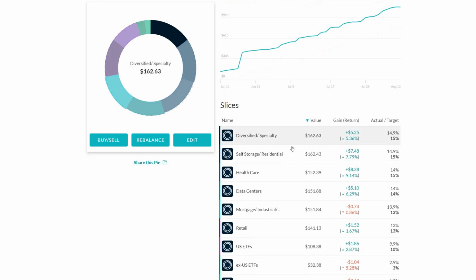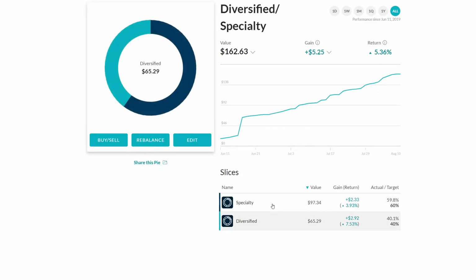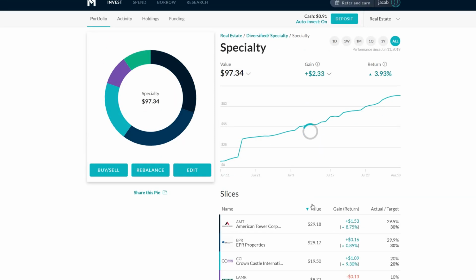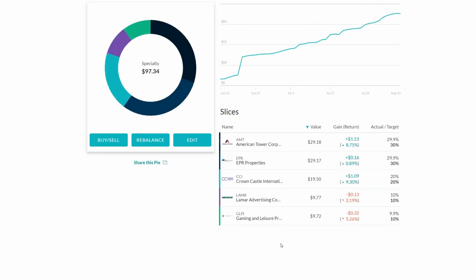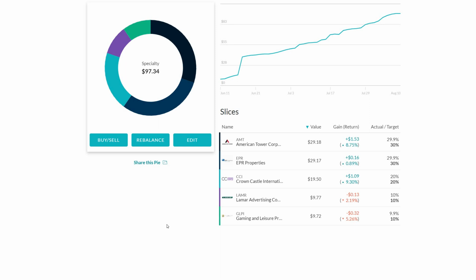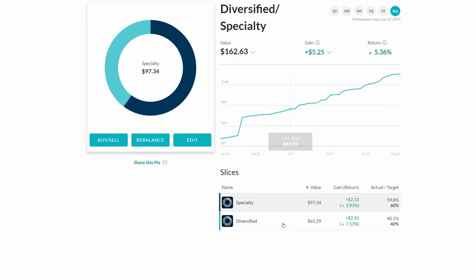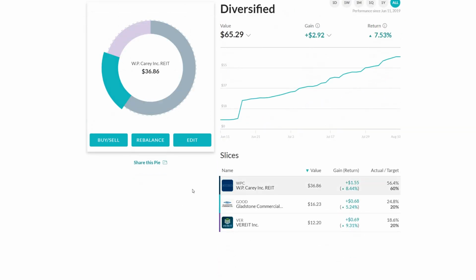And this is how I have it set up. I break it down by slices by sector. So in the first slice, I have my diversified one and my specialty. Specialty could be anything from your cell towers, your very interesting Lamar Advertising. If you're driving on the freeway and you see a billboard, probably from Lamar. Also, it could be a casino and others. It could be like an AMC cinema. So a lot of different things in the specialty sector within real estate investment trusts. Diversified, I have WPC, I have GOOD, and I have VER.